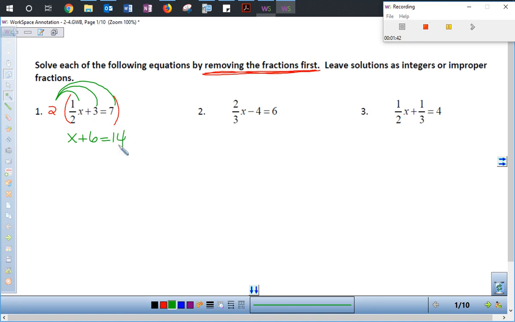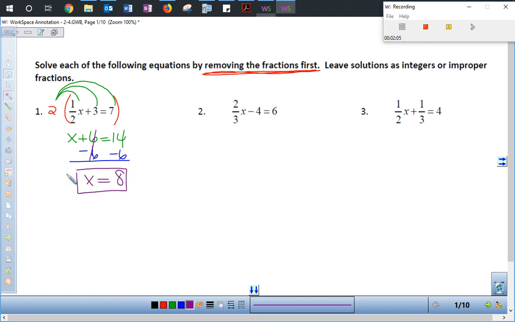So I have taken this equation of 1/2 x plus 3 equals 7, which would have taken a little bit of work, and I've made it a lot easier to solve. x plus 6 equals 14. Now what I want to do is subtract 6 from each side, and the 6 is crossed out, and I'm left with x equals 8.